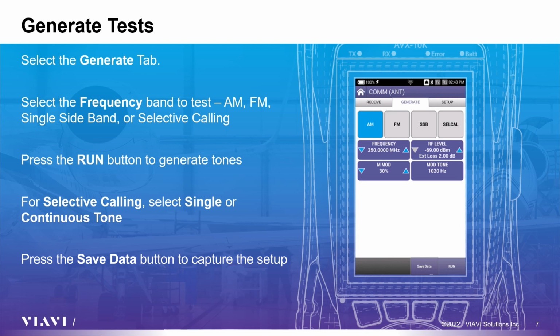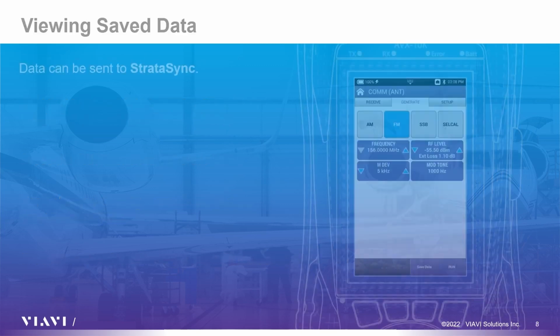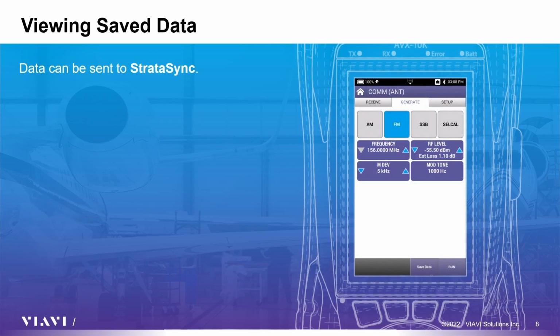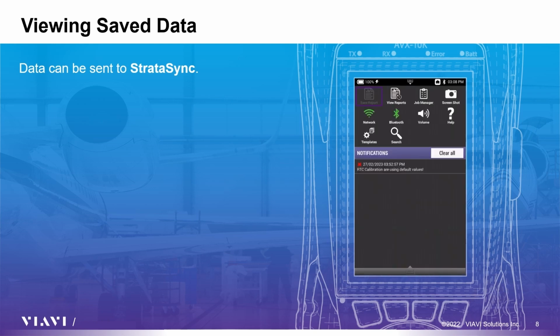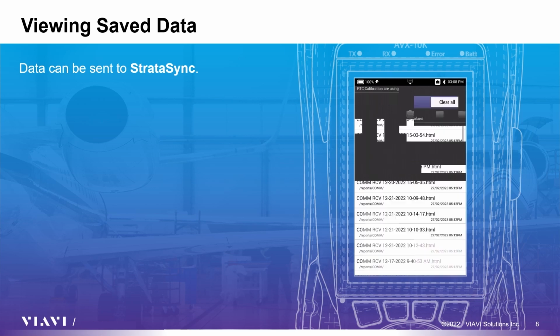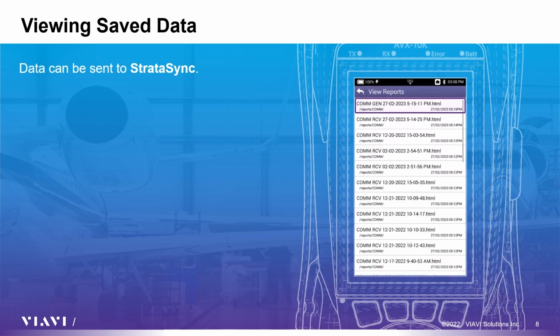Any files that have been saved can be sent to your StrataSync account. Please review the video on StrataSync for more details. The data can also be viewed directly on the AVX in a couple of ways. To view the file, select the System Tray button on the lower right front of the AVX and select the View Reports icon. Click on the file that you would like to view and it will load.